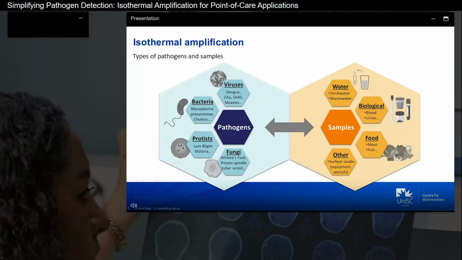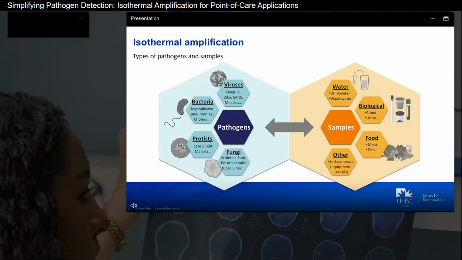Isothermal amplification has proven incredibly versatile, making it a powerful tool for detecting a wide variety of pathogens across different sample types. In terms of pathogens, these techniques can be applied to a broad spectrum. For example, viruses like dengue, Zika, SARS coronavirus, where rapid detection is crucial for controlling outbreaks. We can detect bacteria, such as Mycoplasma pneumonia or cholera, where early identification can prevent severe health complications.